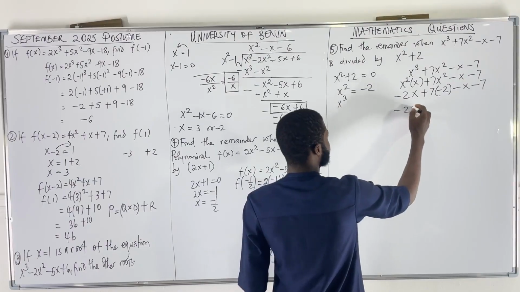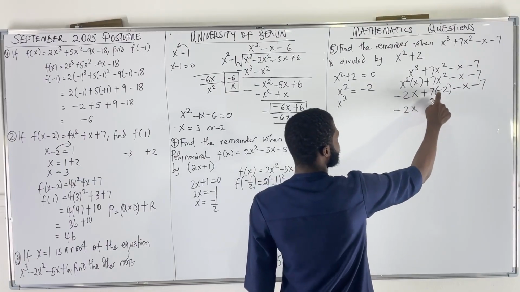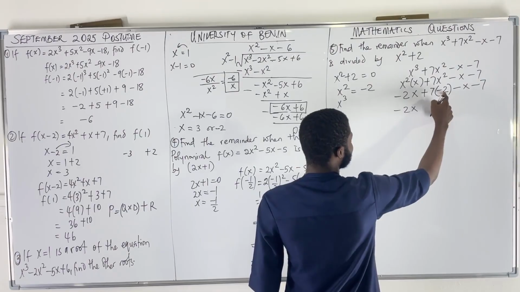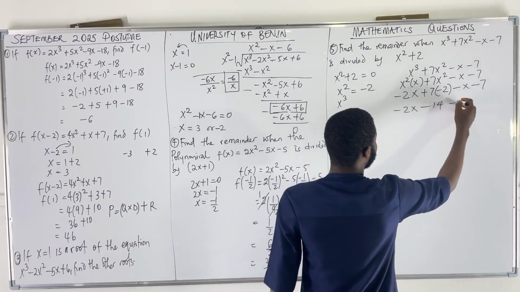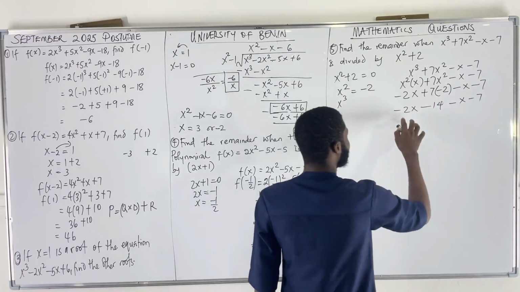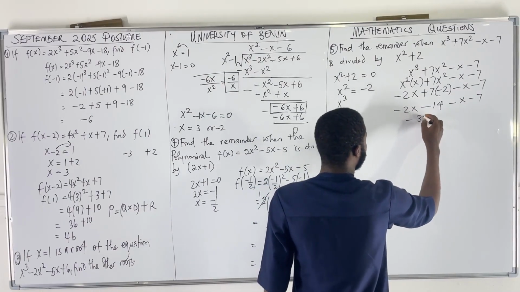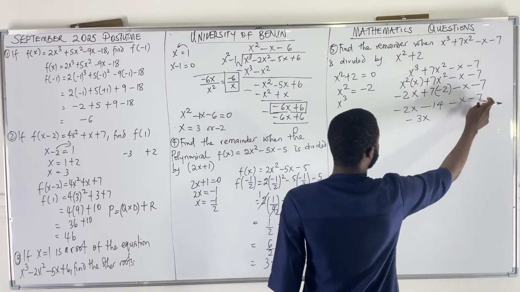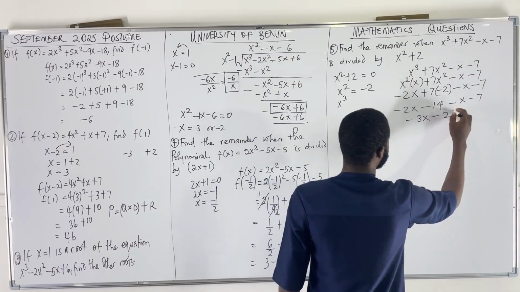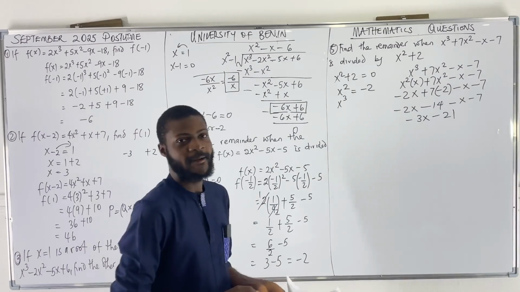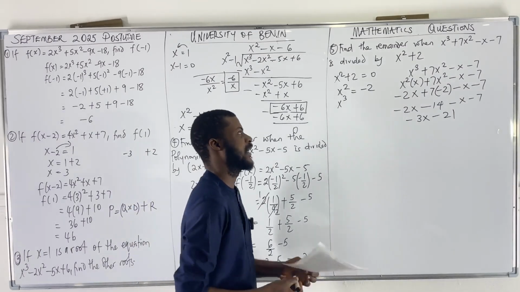And this is minus 2x. 2 times this, 7 times this is minus 14. And then minus x minus 7. So minus 2x minus x is minus 3x. Minus 14 minus 7 is minus 21. So that'll be your remainder. Yep, that is your remainder.